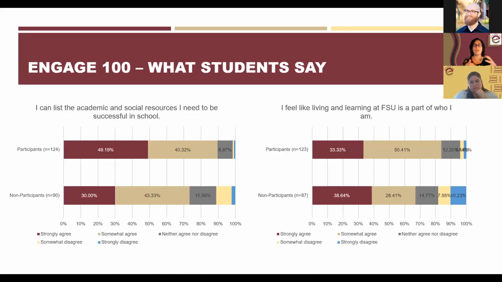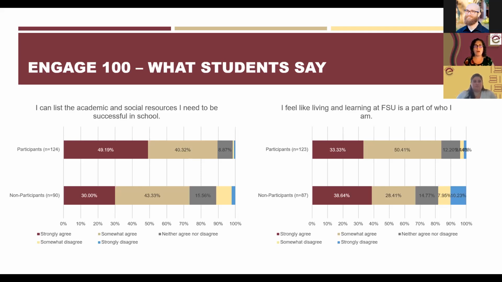We also did a survey of students who didn't choose to participate or enroll in Engage 100, and we're happy to see that students that participated in Engage 100 were more likely to say they strongly or somewhat agreed that they were able to list the resources they need to be successful, and that they feel like living and learning at FSU is part of who they are. That piece of connection to the institution is so important in our retention efforts.